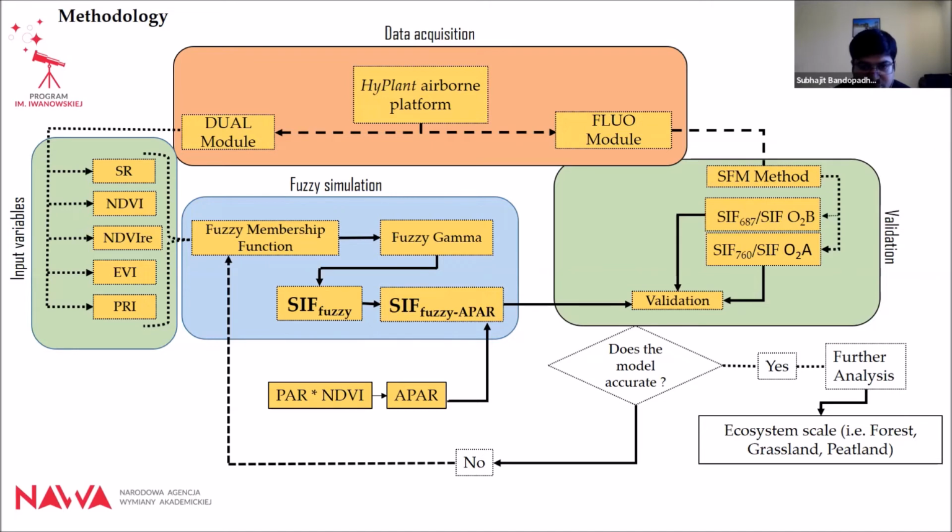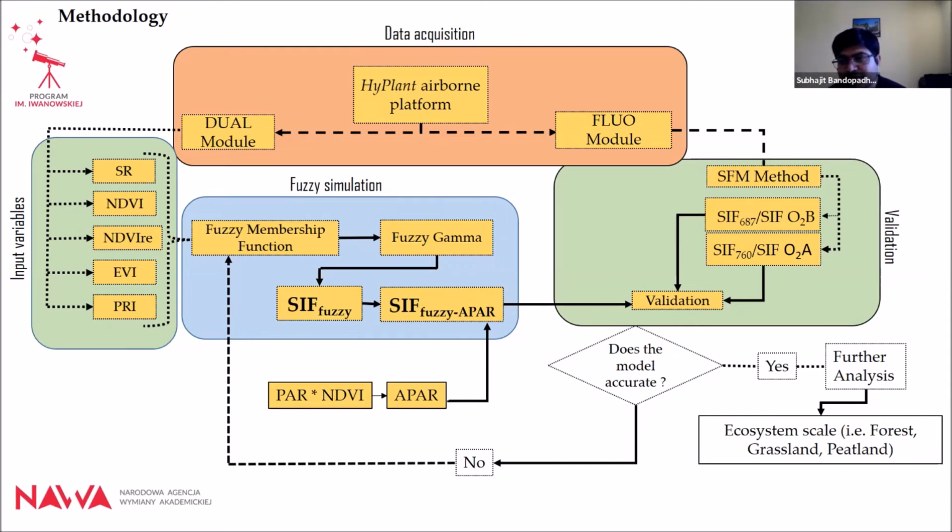Here we are using the fuzzy gamma function, and finally receive the CIF fuzzy, which we termed CIF fuzzy. On the other hand, we also calculated the PAR and NDVI, and from PAR and NDVI we calculate the APAR and injected the APAR signals into the CIF fuzzy to get the CIF fuzzy APAR. And now these are my modeled data.